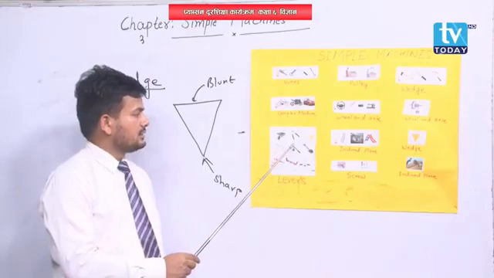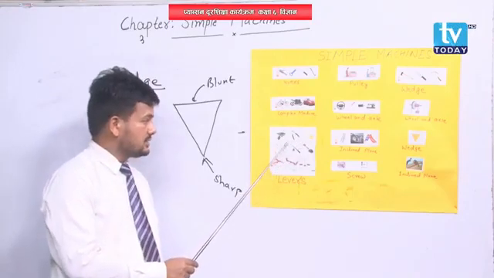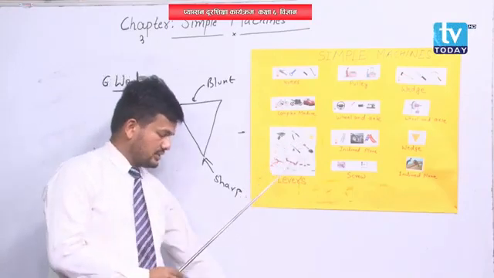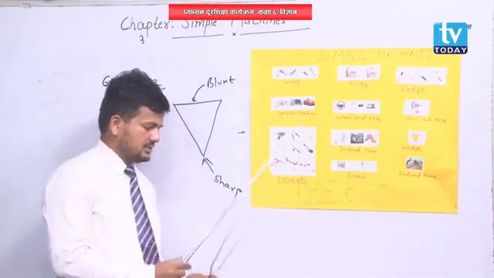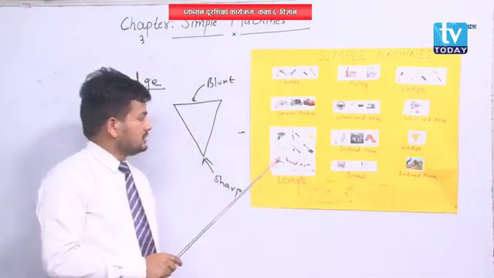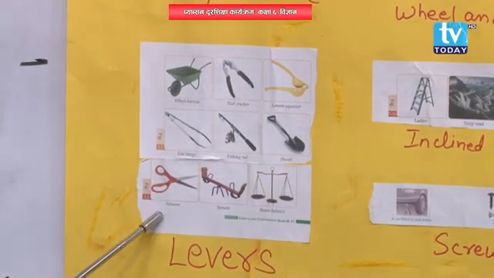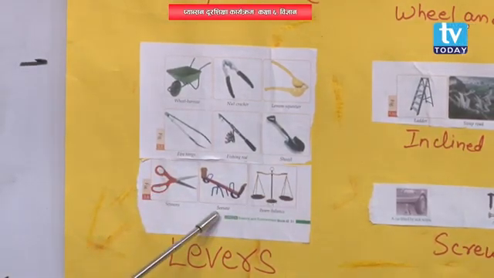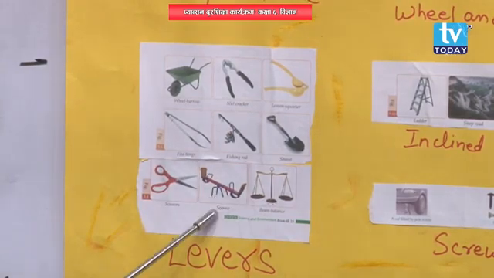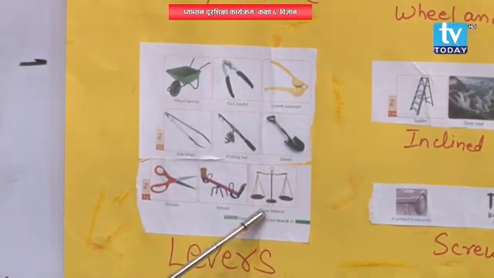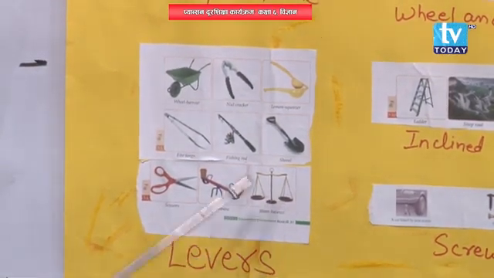Wheelbarrow, nutcracker, lemon squeezer, fire tongs. I already showed you the fire tongs. Yes, this is the fire tongs. Fishing rod, shovel, scissors, seesaw. You play on the seesaw, small kids play on the seesaw. Beam balance. A beam balance is also a lever.